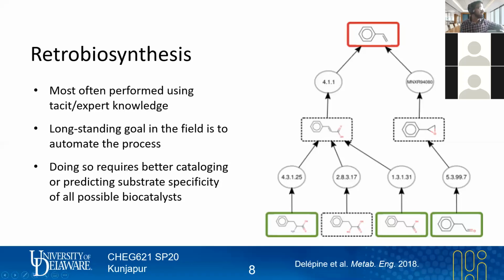And again, to really do that requires better cataloging of the biocatalysts that you have, and knowing their substrate specificity on substrates that they don't naturally react on, and then also being able to potentially predict that, since those measurements have not all taken place. So that can be complicated. We'll come back to that.